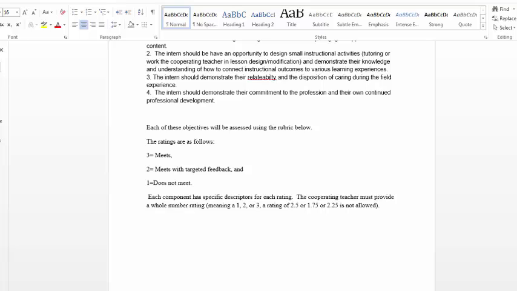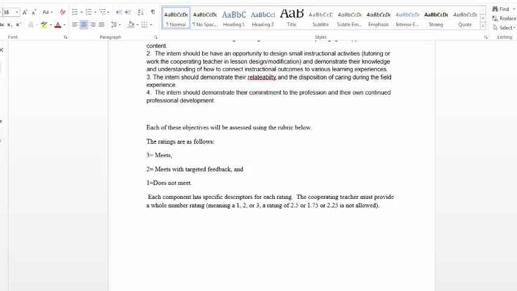It is our expectation that the candidates get a 2 at minimum in every single one of the components, which is meets with targeted feedback. 1 reflects does not meet. A 3 means they meet that particular element. And we have a detailed rubric describing what each of those mean for the components that we're assessing. So for the 4 components we're assessing.